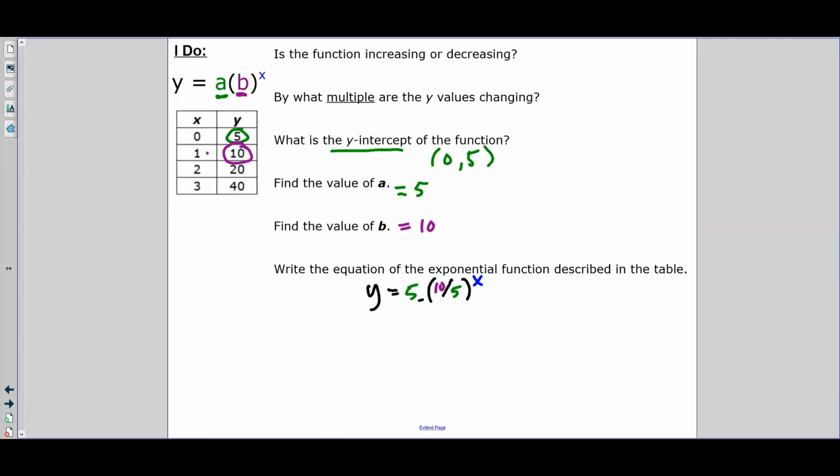So if you're looking at the formula that's up here, this formula is what I'm following. It should be y with 5 in front. And in the parentheses, guys, 10 divided by 5 should give you 2. And that is the correct formula here. So let me make this a little clearer. The number in the parentheses should be 2. And it's being raised to the power of x, and you're multiplying the 5 in front. There's my equation.